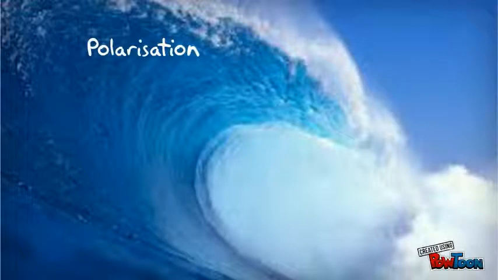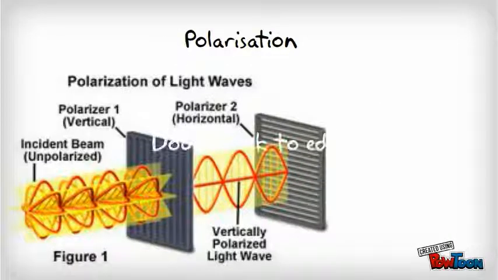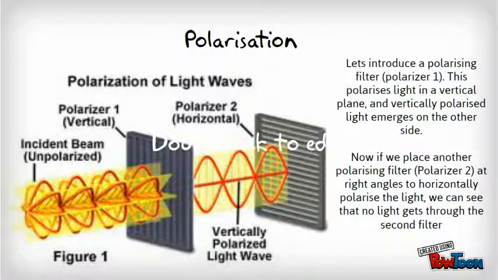Let's look at polarization. Well, a polarized wave only oscillates in one direction, and we can make a wave polarized by using a polarizing filter. So this is how we do it. On the left of the diagram we can see the incident beam. It's unpolarized and so it's vibrating in all directions. We pass it through the polarizing filter number 1, the polarizer 1. That's a vertical polarizer, and the light which emerges from the other side will be a vertically polarized light wave.